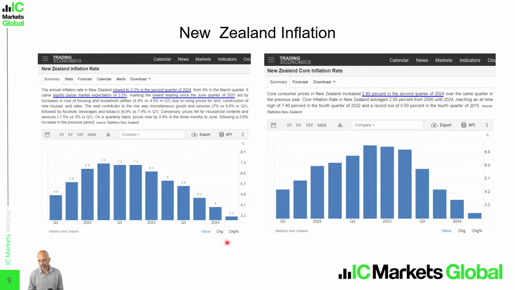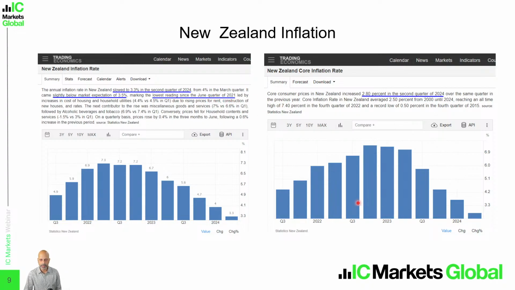You can see part of the reason for them to move ahead with the rate cut is because inflation is returning closer to the RBNZ's target. We can see headline inflation on the left easing down to 3.3% in the second quarter of this year, while the core reading eased down to 2.8%. Headline CPI came in lower than the forecast of 3.5%, and it also marked the lowest reading since the June quarter of 2021.